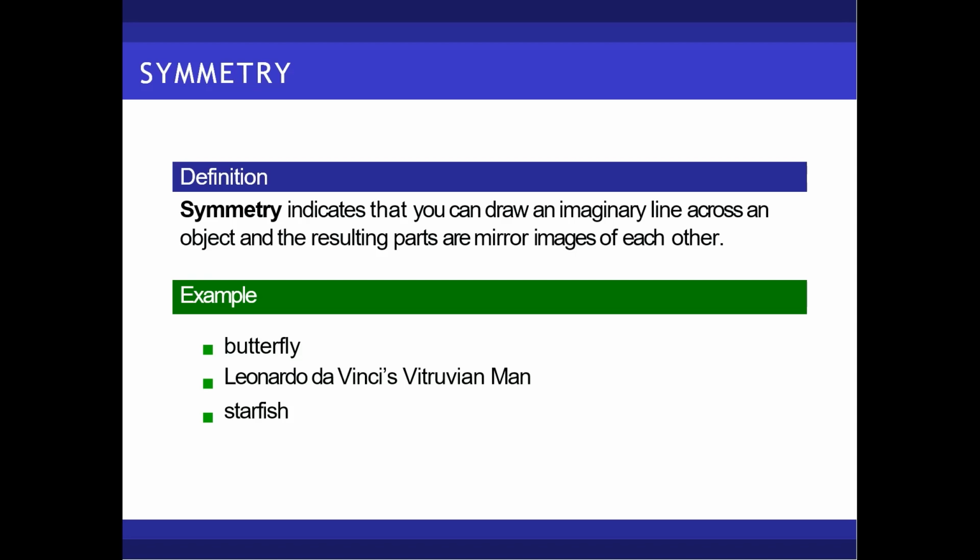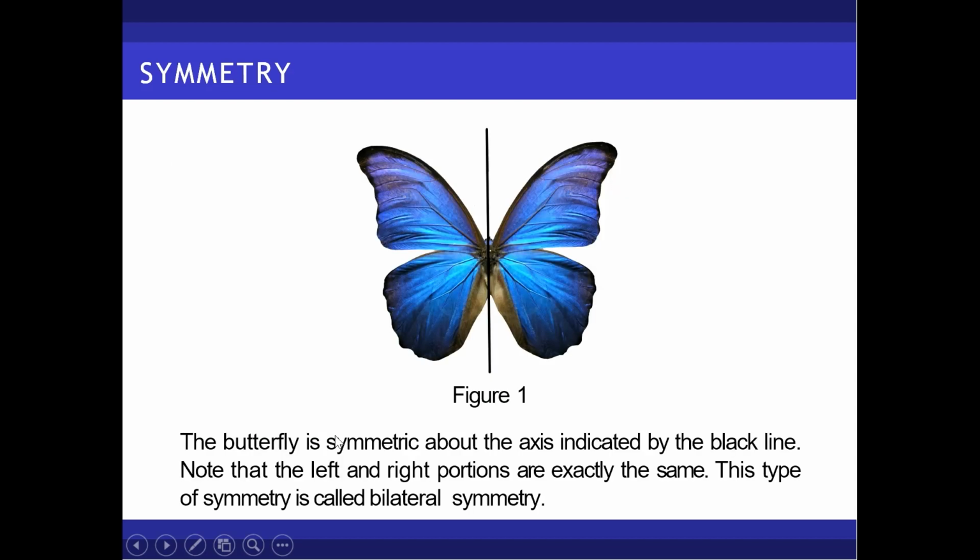Next, symmetry. Symmetry indicates that you can draw an imaginary line across an object and the resulting parts are mirror images of each other. Examples are in the butterfly, in Leonardo da Vinci's Vitruvian Man, or in a starfish. The butterfly is symmetric about the axis indicated by the black line.